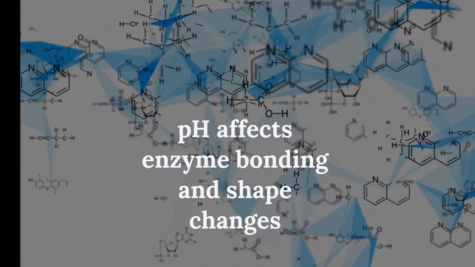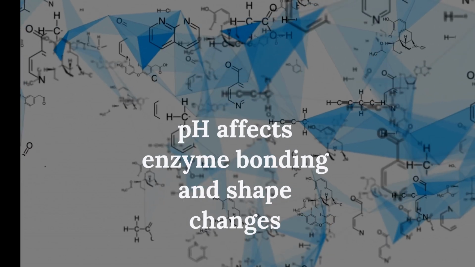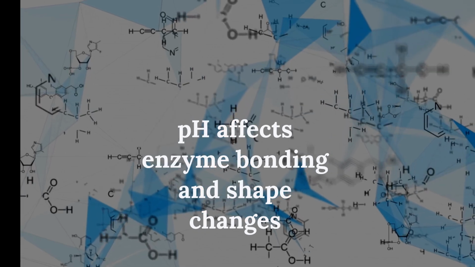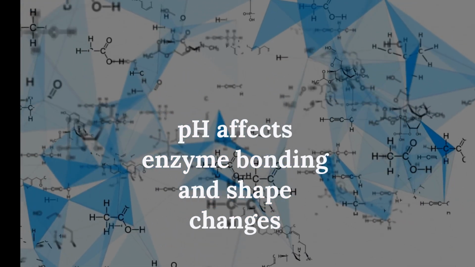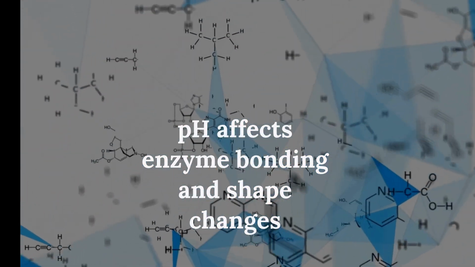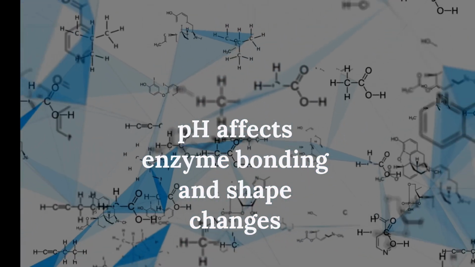pH influences ionic and hydrogen bonding in enzymes. Each enzyme has an optimum pH for peak function. Deviations alter the charge of amino acid side chains. This disrupts bonding, changing the active site's shape. Extreme pH can lead to irreversible denaturation.